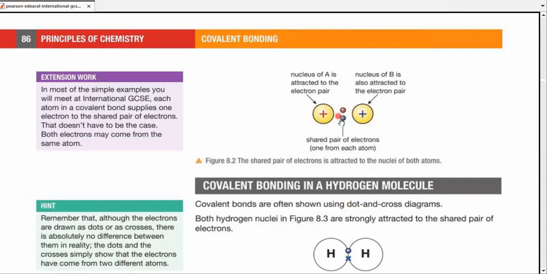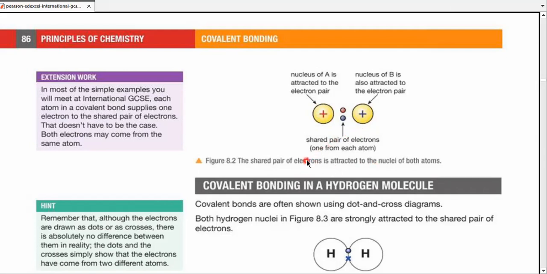A shared pair of electrons is right in between two nuclei, and the nucleus of A is attracted to the electron pair. The nucleus of B is also attracted to the electron pair. Shared pair of electrons, one from each atom. So the number of attractive forces is still higher than the number of repulsive forces, which keeps both the atoms intact, and hence the covalent bond.